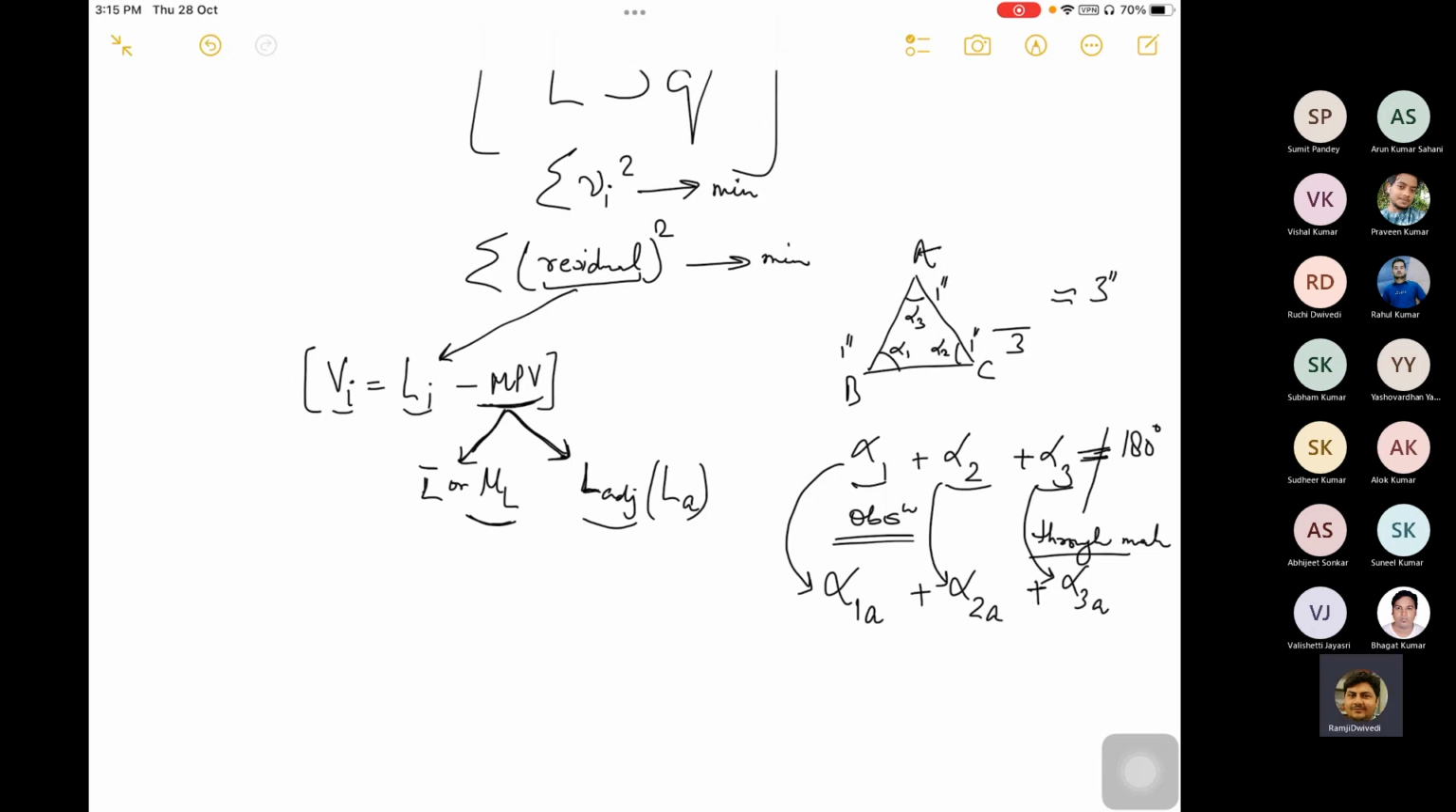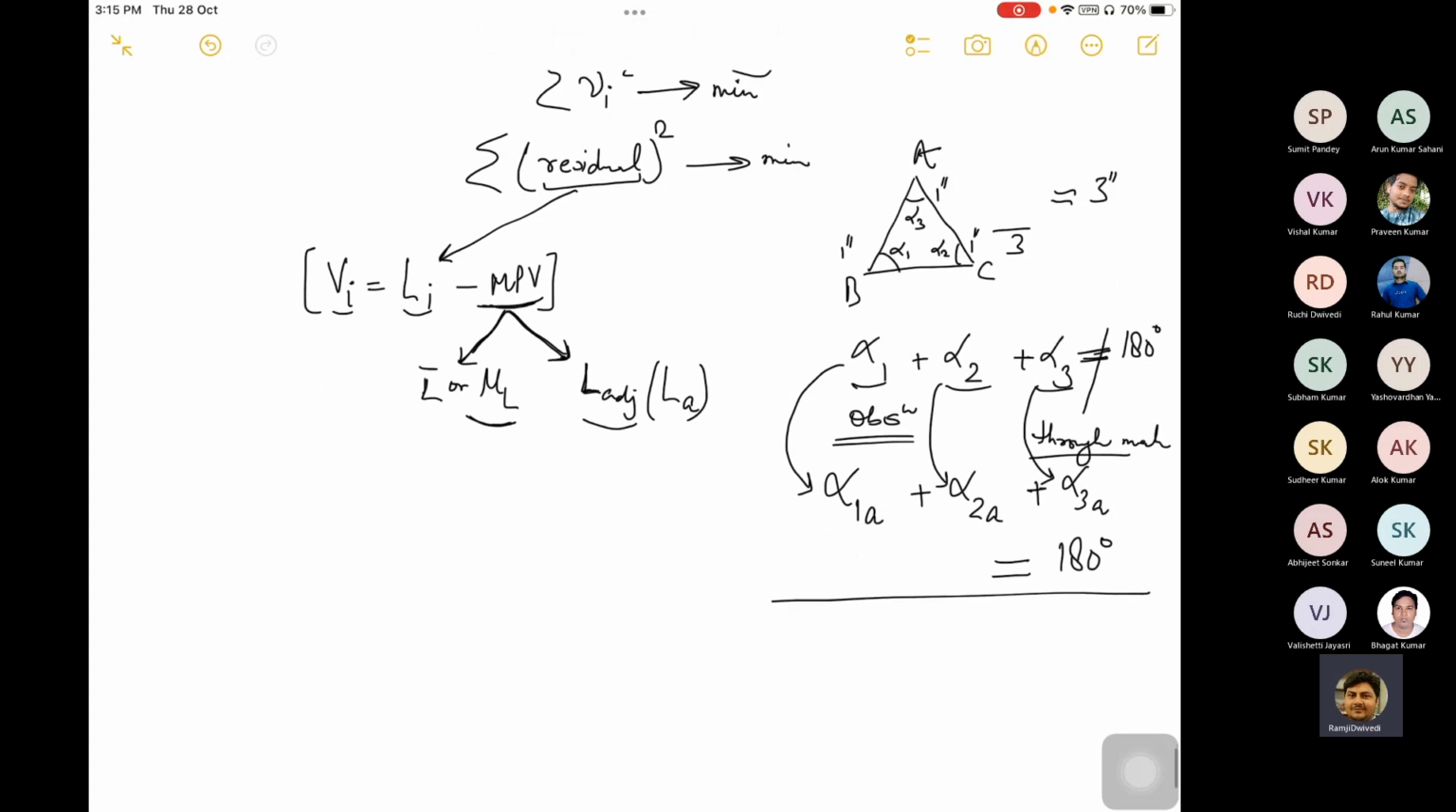Okay, there is one way. Second, if we could devise another method or some specific criterion by which we could get this adjusted value, then there is a possibility that the summation of these adjusted values would lead to 180 degrees.